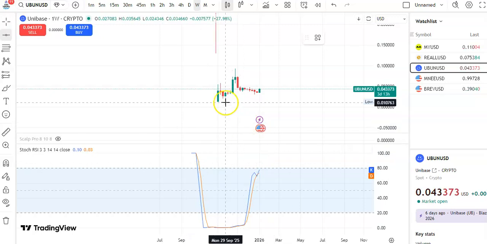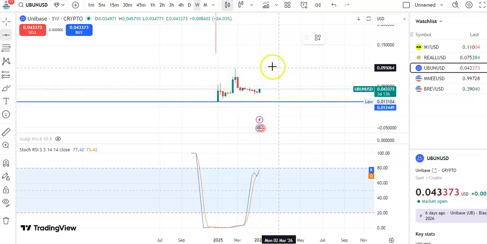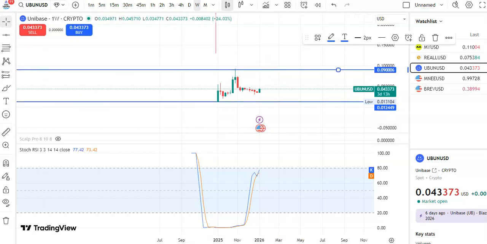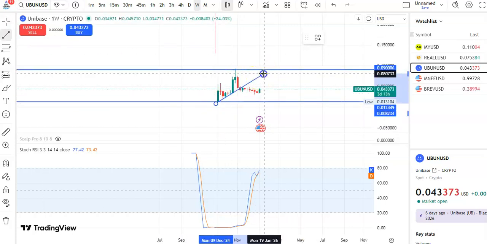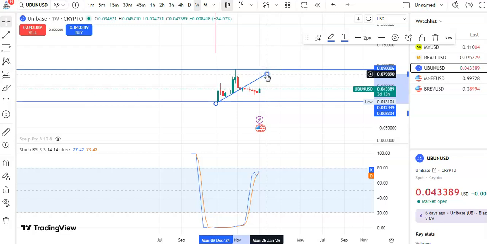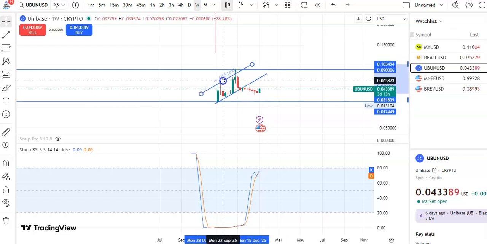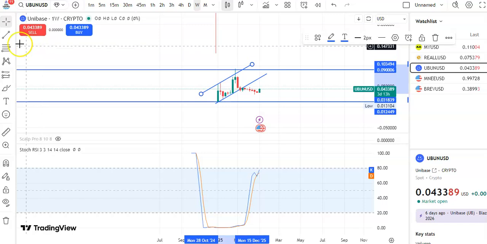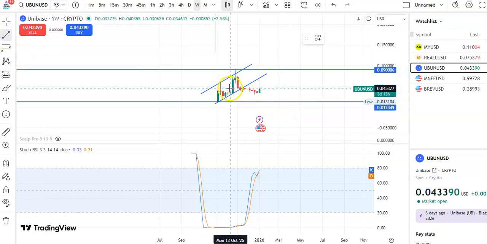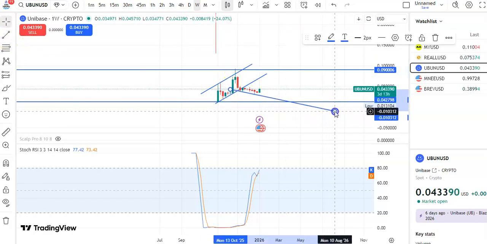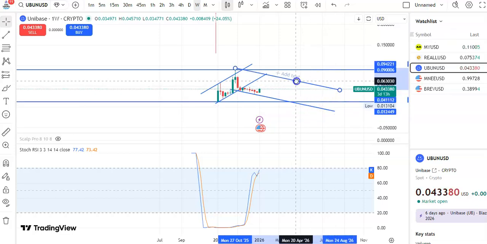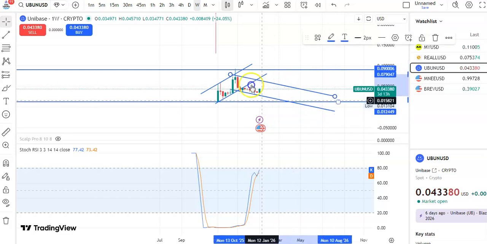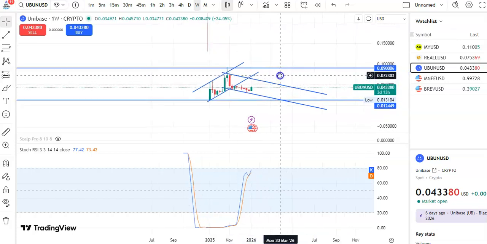You can see this is the support trend line and this is the resistance trend line, and you can see that previously the candles were moving in an upward direction. So this is the support and this is the resistance. Then you can see the downtrend started. So this is the support trend line and this is the resistance trend line. Clearly you can see it is a downtrend channel pattern. Candles are falling in this channel pattern.